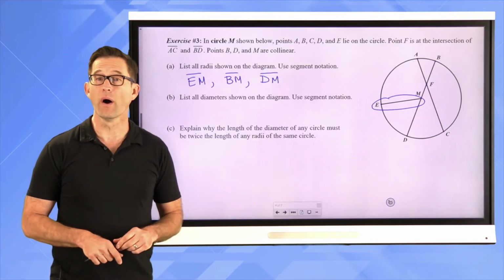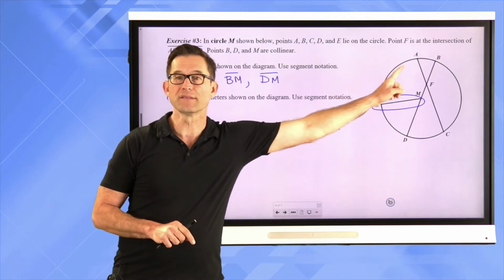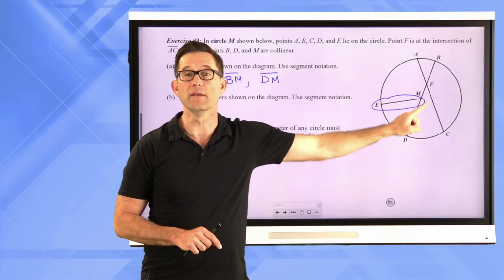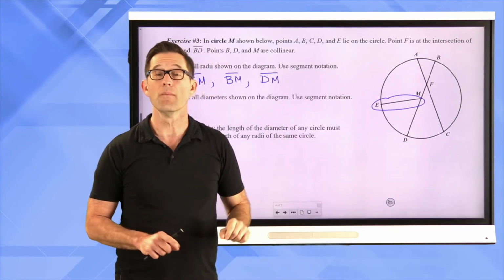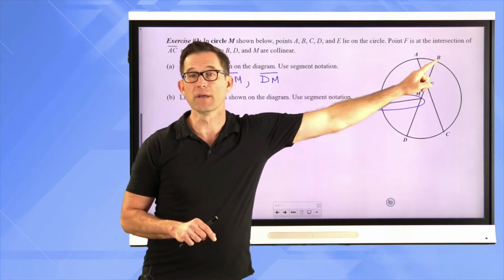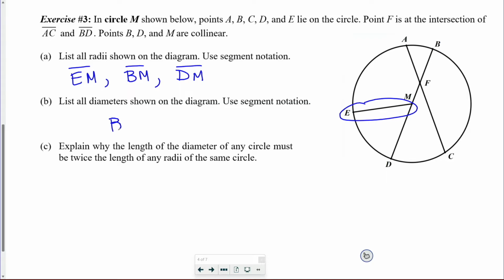All right, well, there's only one. Now, there are two segments that begin and end on the circle. There's segment AC, that begins and ends on the circle, and then there's segment BD, that begins and ends on the circle. But only one of those two segments goes through the center, and that segment is BD, right? So there's only one diameter on this, and it's segment BD.